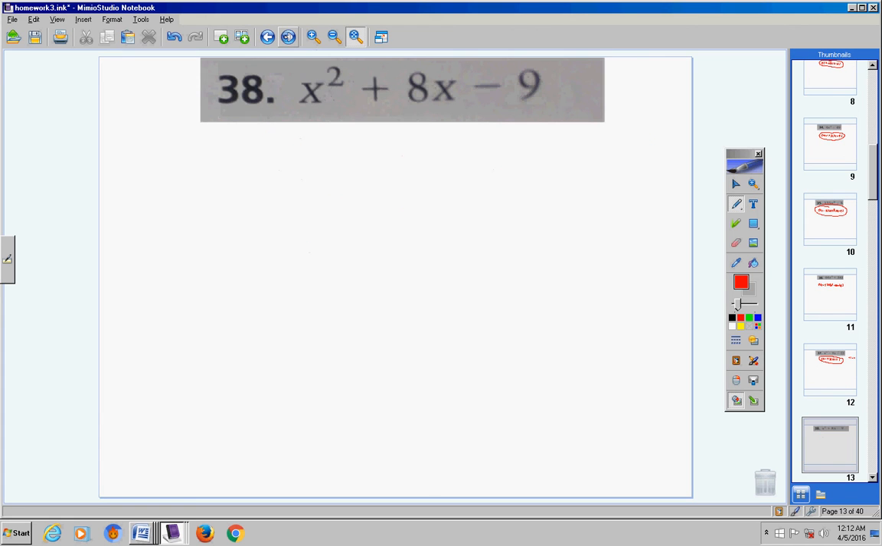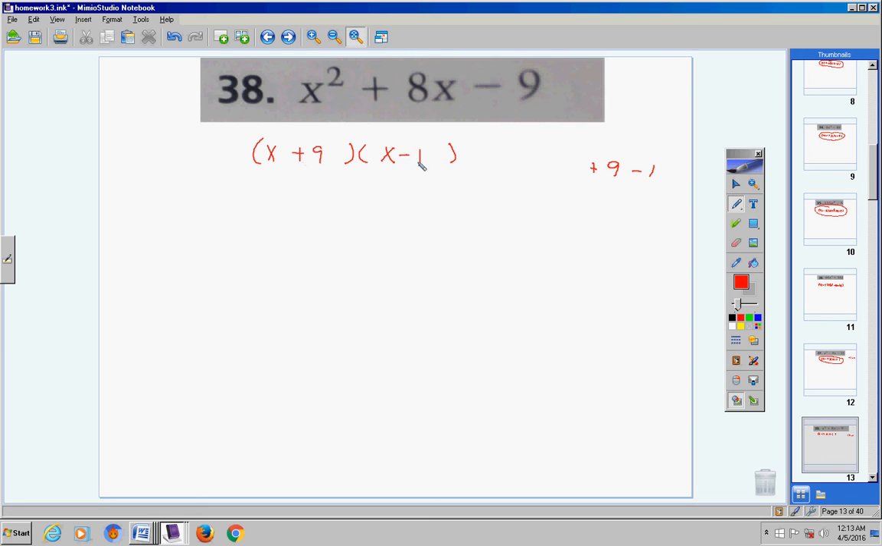Number 38. Alright, I have a trinomial with a lead coefficient of 1, so this should be pretty easy. First of all, make sure this exponent here is twice as big as this exponent here, and it is. Next, ask yourself what two numbers would multiply together give you a negative 9, when added together give you a positive 8. And I'm thinking of a positive 9 and a negative 1. When you multiply those, you'll get a negative 9. When you combine those, you'll get a positive 8. So the factorization is x positive 9, x negative 1.